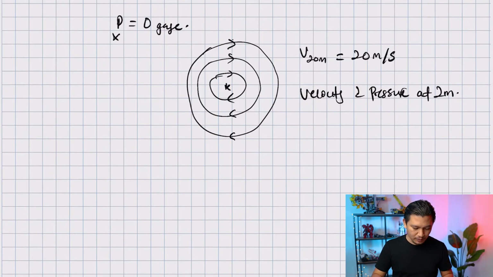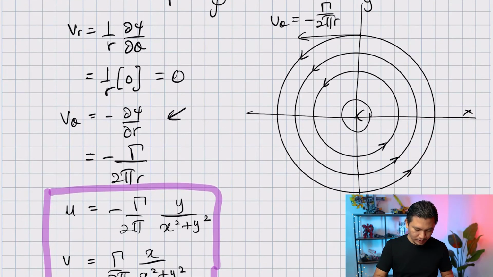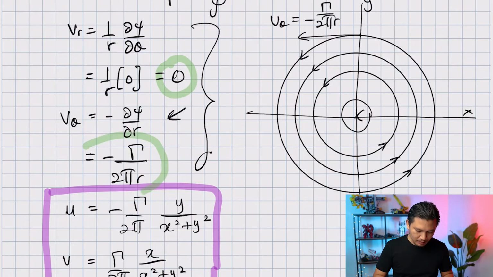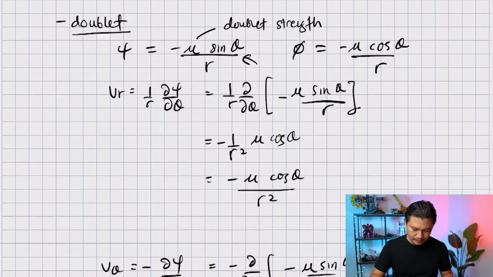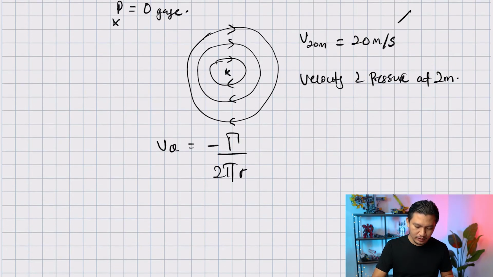So let's take a look at our rotational vortex just now. We know that for rotational vortex, the V_r or radial velocity is 0 and V theta is minus gamma over 2 pi r. So let's use that. V theta is minus gamma over 2 pi r. So we know that the velocity here is actually V theta because V_r is simply 0. Now, what do we do about this information?